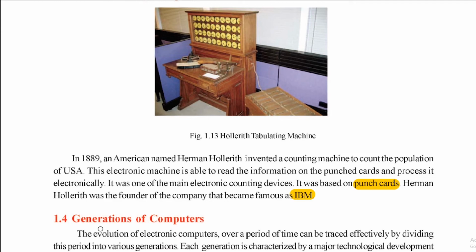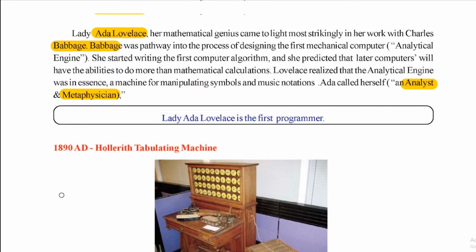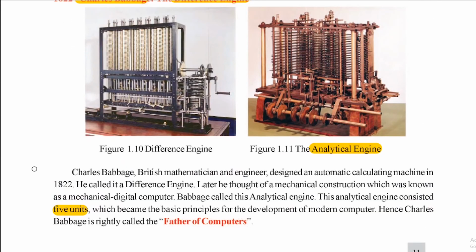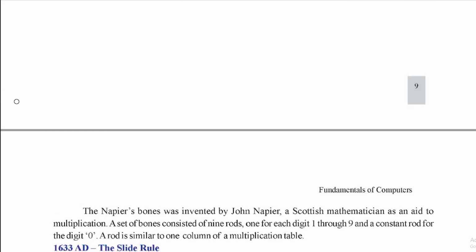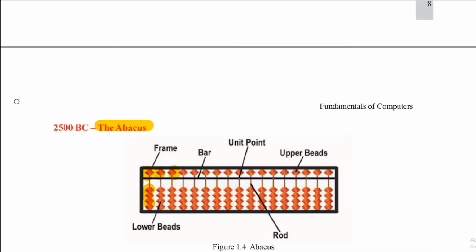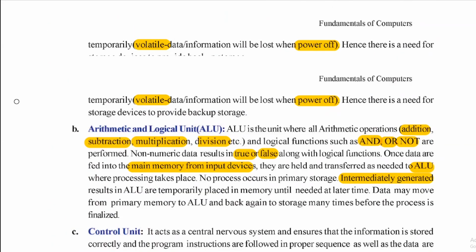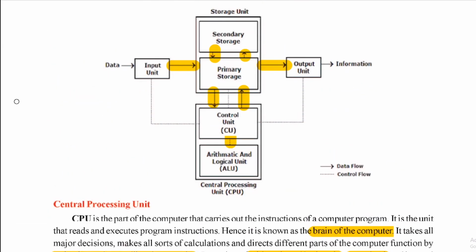I think this class is boring. In this chapter, try to learn the typical diagram, the organization of computer, that is this diagram. You write the notes, it is very important. Sometimes they might ask, you have the textbook, so just read and write. Only definitions are important in this chapter: who invented, what he invented, something like this. So this is very important.